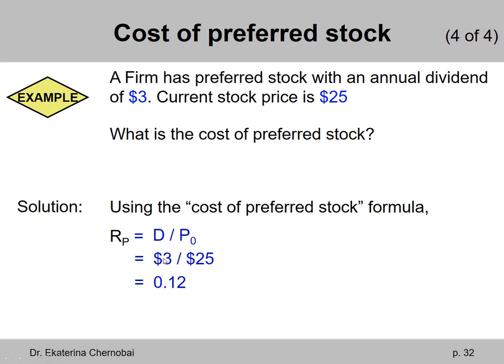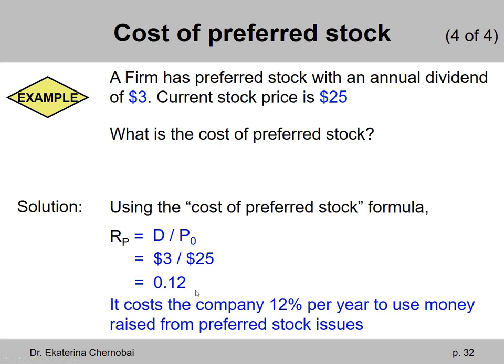So we plug in the numbers. The dividend is $3, and we divide it by the price per share of stock today, $25, which gives us 0.12 in decimals, or a 12% cost of preferred stock, which can be interpreted as it costs the company 12% per year to use money raised from preferred stock issues.